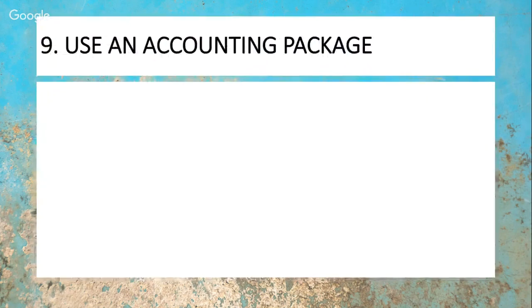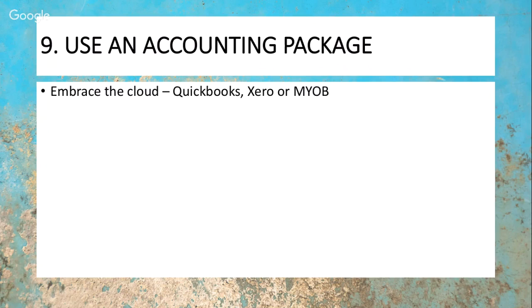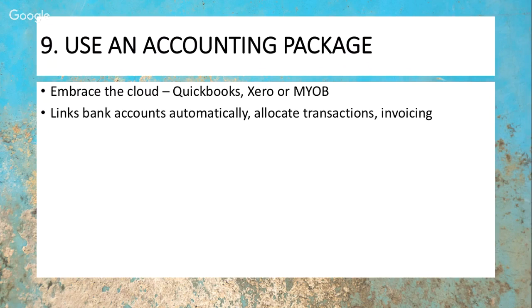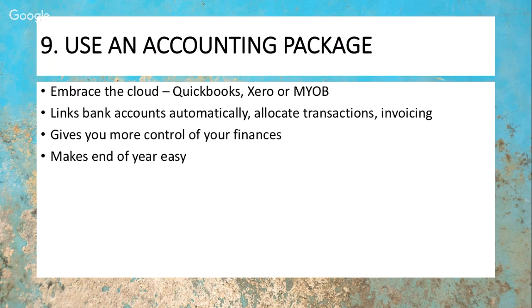All right, tax hack number 9 is to use an accounting package. I'd encourage everyone to embrace their cloud and use an accounting package like QuickBooks, Xero, or MYOB. These essentially link your bank accounts automatically, making it really easy to allocate transactions and do things like invoicing. It does give you more control of your finances, enabling you to have a good bird's eye view of what is going on. It makes the end of year tax time really easy because everything's already done for you. You just have to print out some reports.